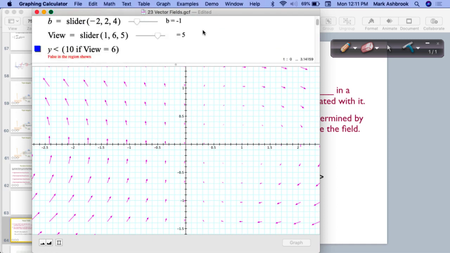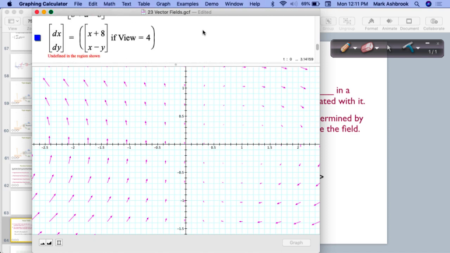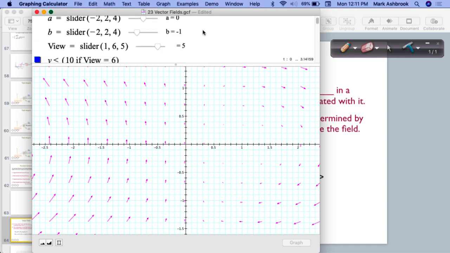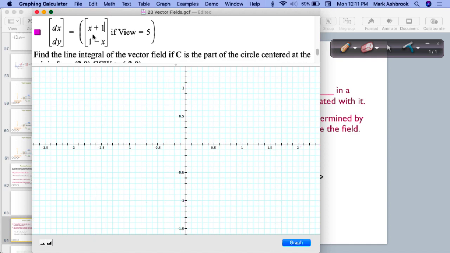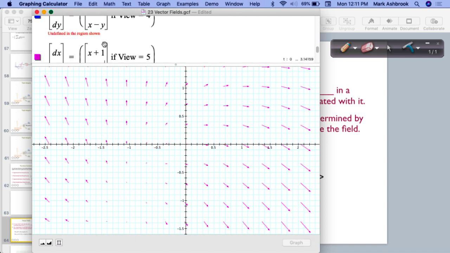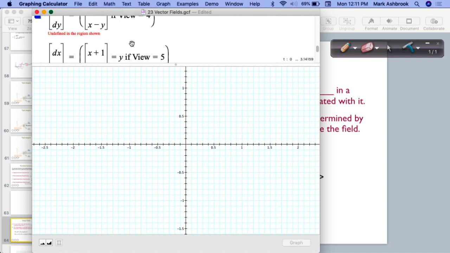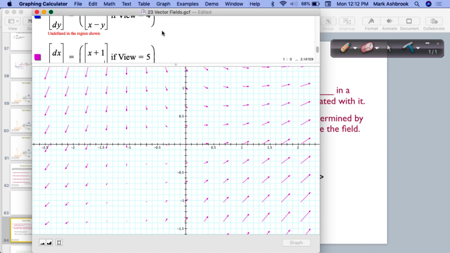oh wait, that's not the right one. Where is it? It's purple. That's weird. This isn't right. What was it again? X plus 1. I changed it. And x minus y. There we go. That's what it should look like.